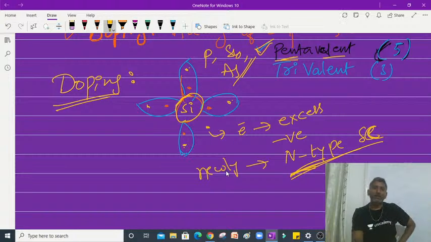So such atoms, if you are going to add to this intrinsic semiconductor like silicon and germanium, what happens? One electron will be left free. So this can contribute current now. Remaining all electrons are in covalent bonds except this one. So this is free now. Now this free electron can constitute current. So basically the electron charge is negative, so the number of electrons is excess here. So the newly formed semiconductor is said to be N-type semiconductor.